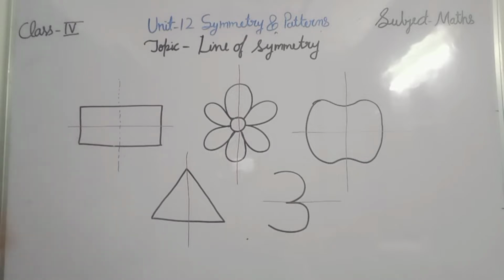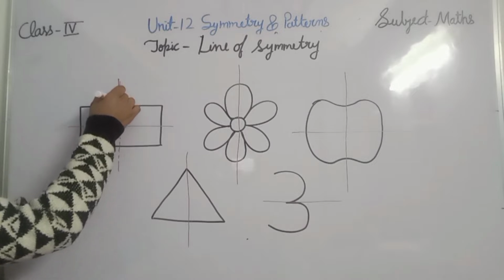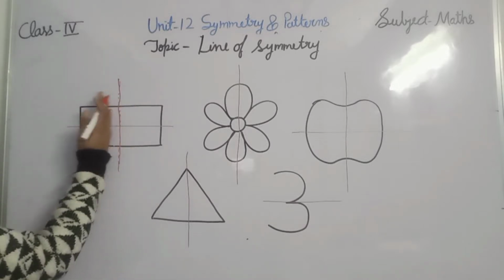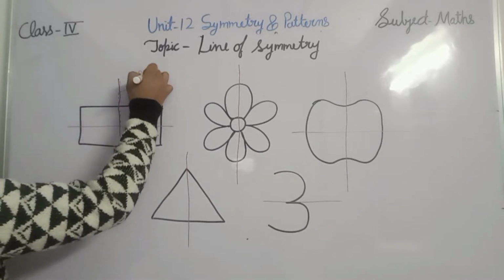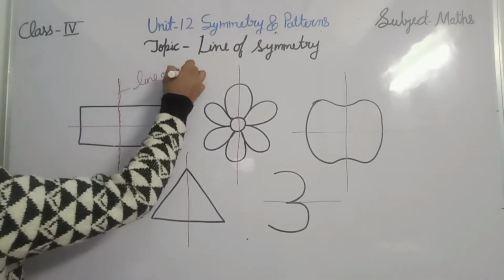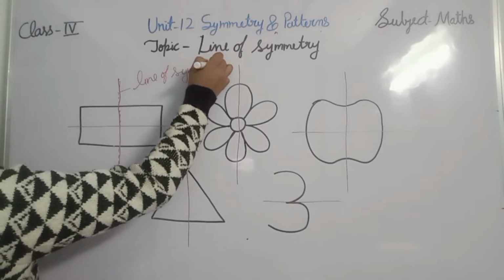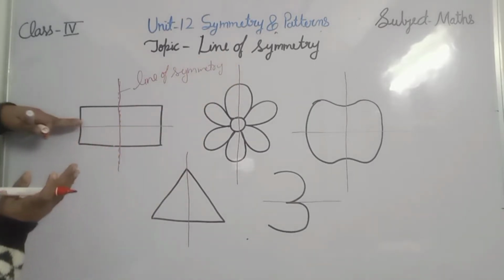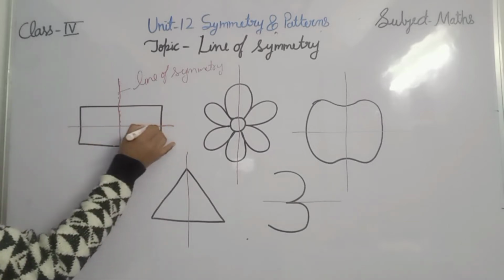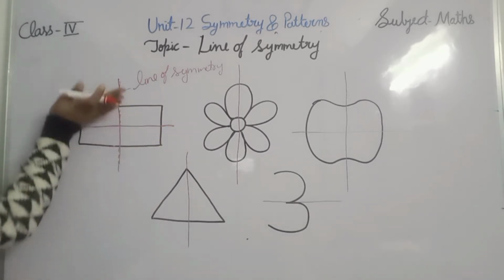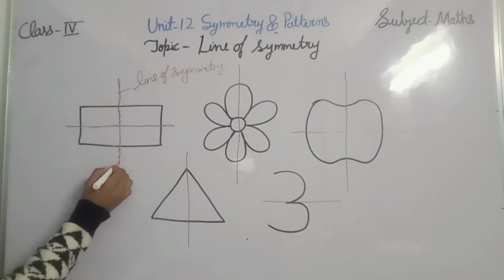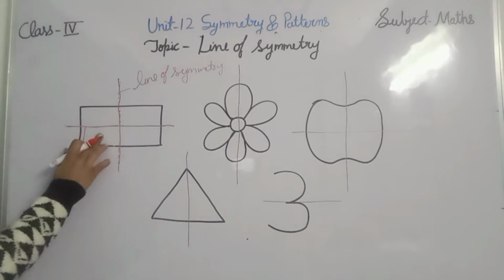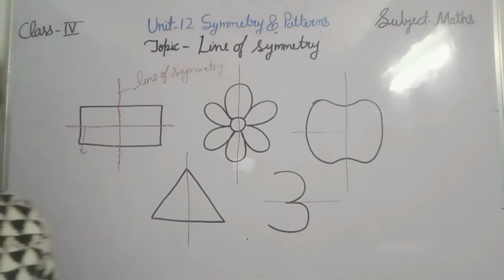Now look here, in this rectangle, the line of symmetry we have, if you divide this rectangle from here, you will get this part and this part, and both parts are similar. So this is also a line of symmetry here. And if you divide it from this line, again you will get similar parts. This part and this part should be similar. So this is also a line of symmetry. So in a rectangle we have two lines of symmetry.